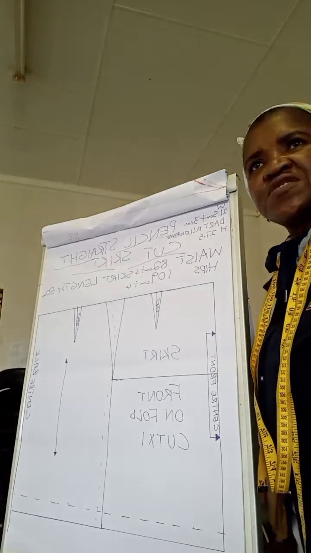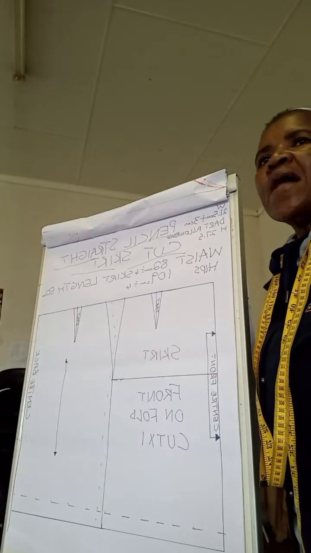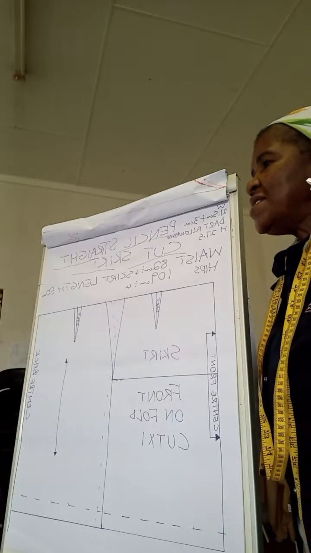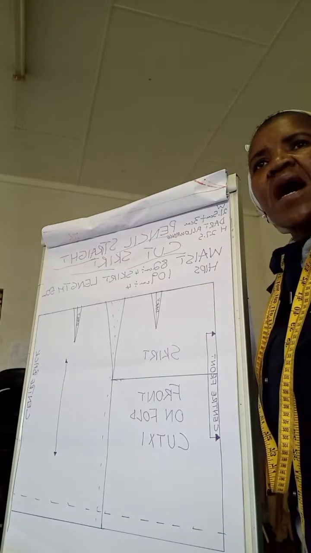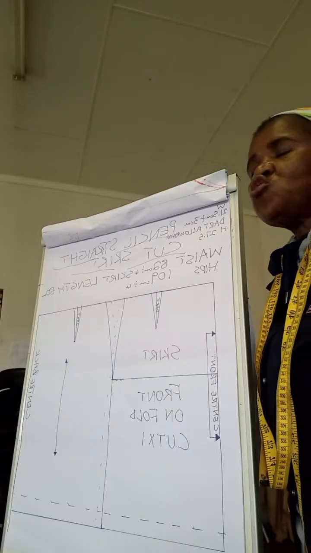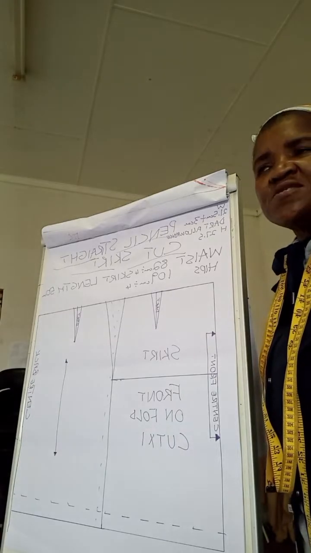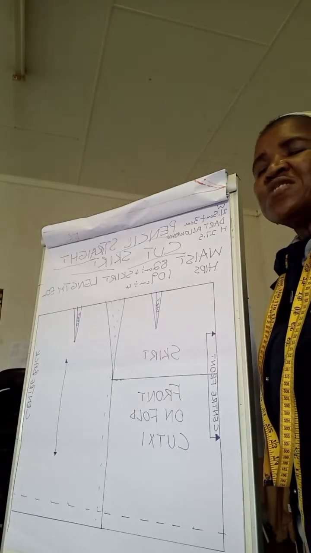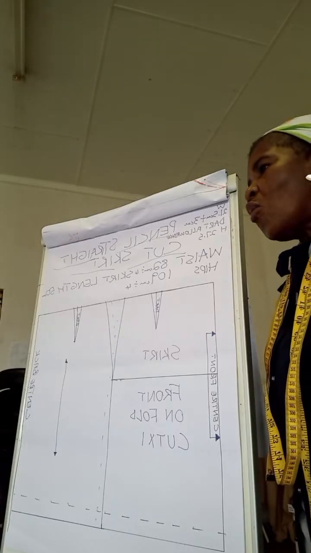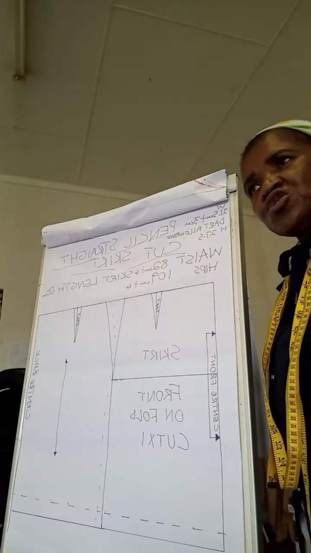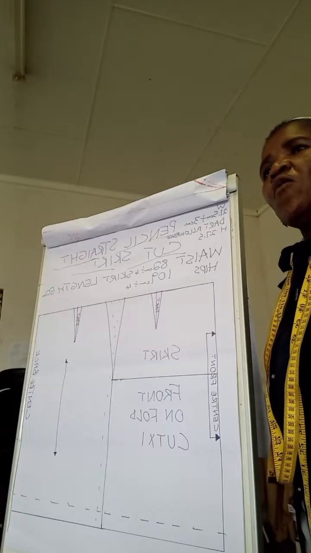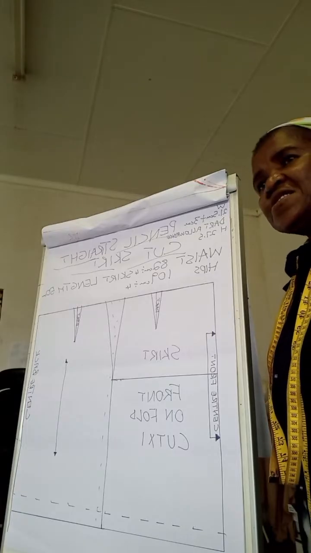Where there is no zip, you make 1.5 seam allowance. That 1.5 is the one that is going to allow you to overlock. The actual seam that you are supposed to have is 1 centimeter. The 5 millimeters is for overlocking, because when you overlock, it trims away some fabric. So that 5 millimeters is catered for that. You are left with a 1 centimeter seam allowance.